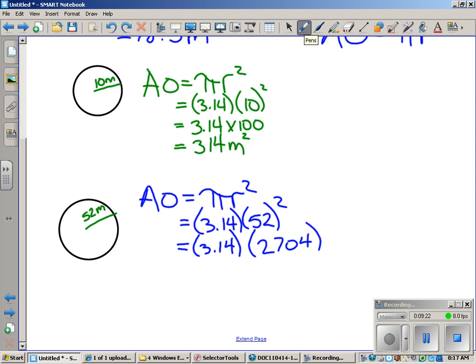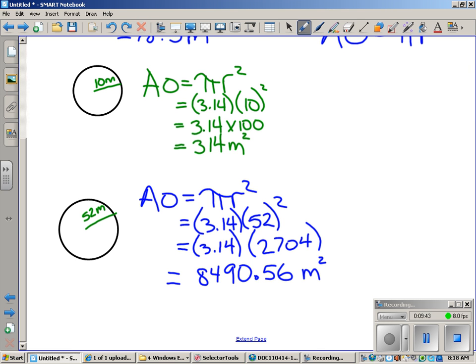2,704. Now I have to multiply these together. So I have to multiply that by 3.14. Now I need my calculator and my glasses. 8,490.56. Because it's meters, because it's an area answer, we have to make sure we put the squared sign there.